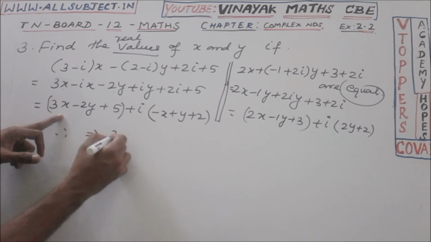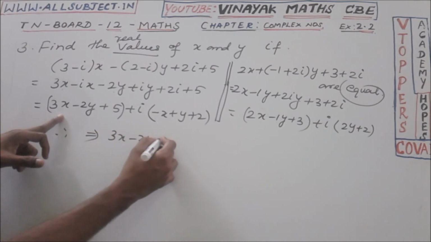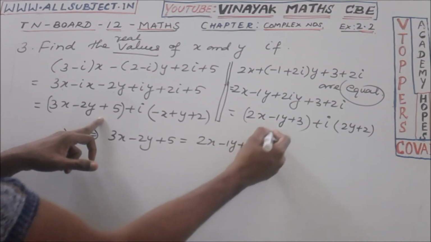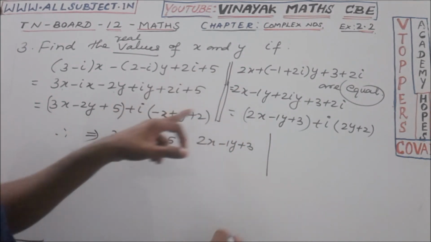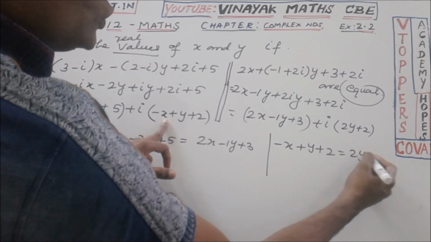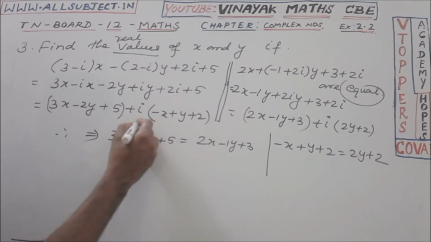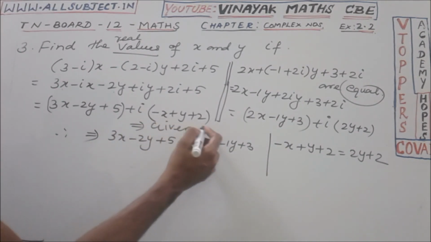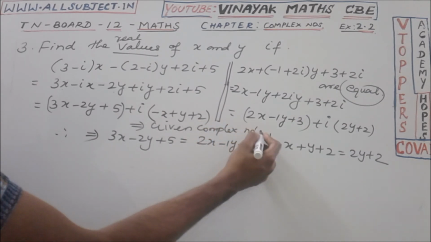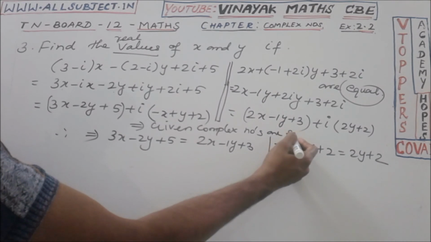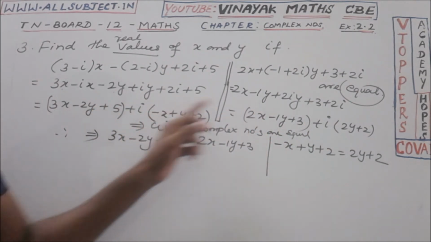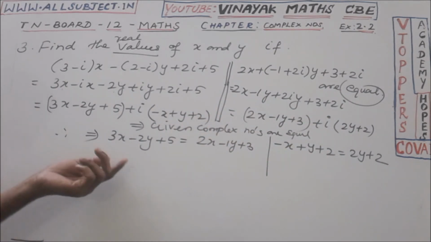These are given equal, therefore their corresponding real and imaginary parts are equal. Real parts: 3x minus 2y plus 5 equals 2x minus y plus 3. And second, equating imaginary parts: minus x plus y plus 2 equals 2y plus 2. Since the given complex numbers are equal, the corresponding real parts are equal and the corresponding imaginary parts are equal.